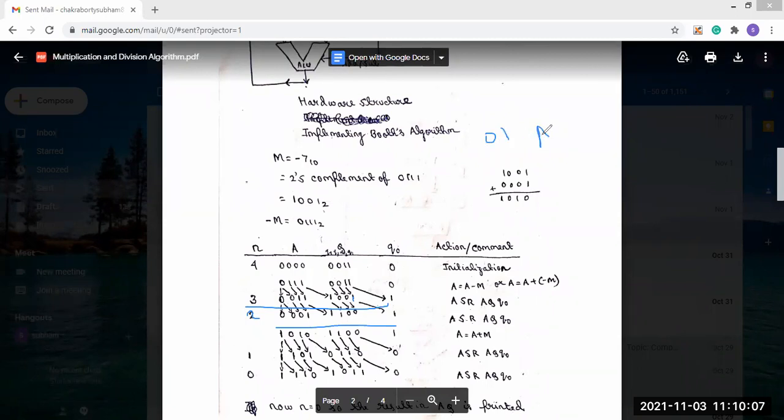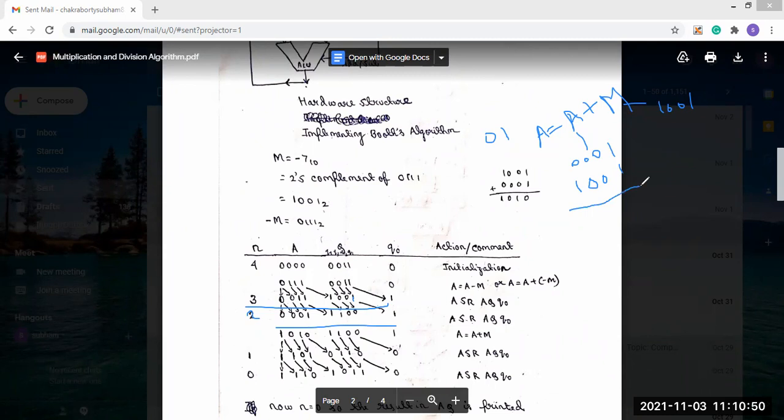We have to do A equal to A plus M. This has to be done, because it is 0 1. So now in our A, what is the value? 0 0 0 1. So we have value 0 0 0 1. And what is the value of M? The value of M is 1 0 0 1. So that means we have to perform the addition operation between them.